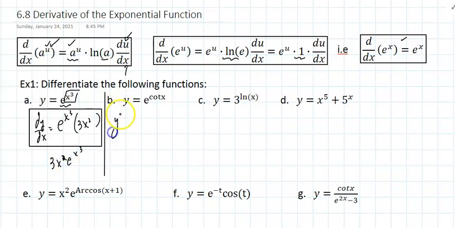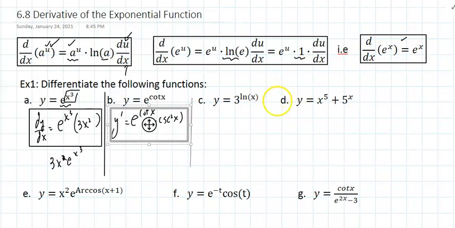And if I want to take a derivative of example B, since the base is e, I'm going to get the exponential times the derivative of the exponent, which is negative cosecant squared of x. And that's basically it. That's my answer. And again, they might write it backward, it doesn't really matter. So you could write it as negative cosecant squared of x, e to the cotangent of x, that's the same thing.